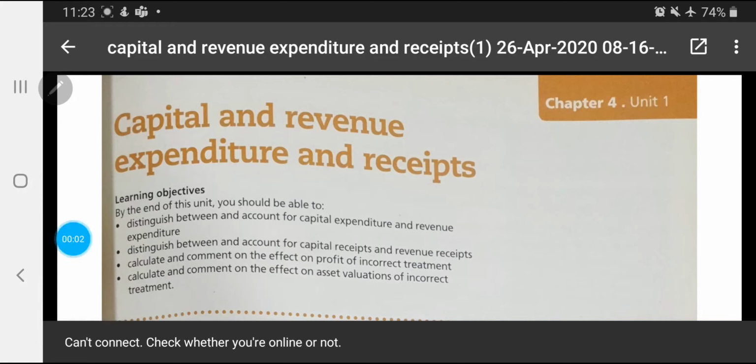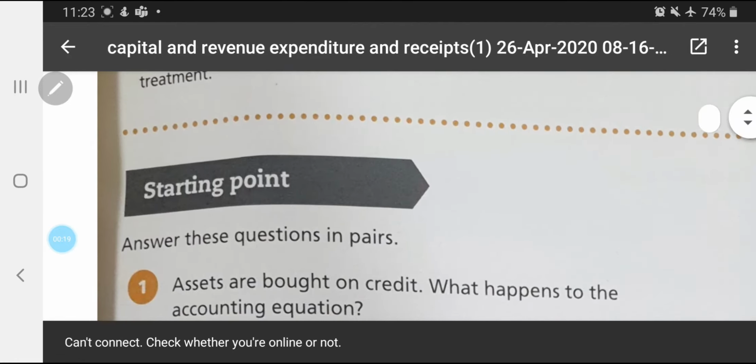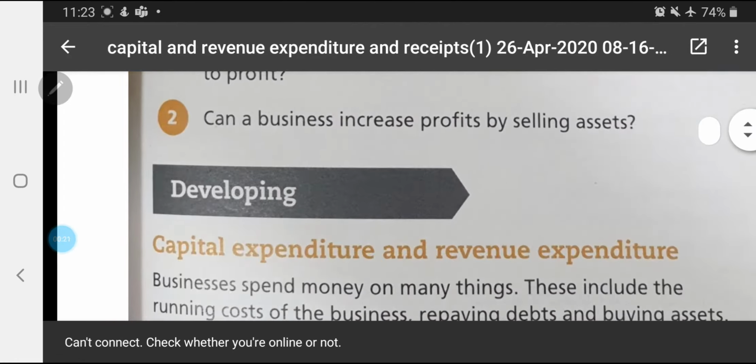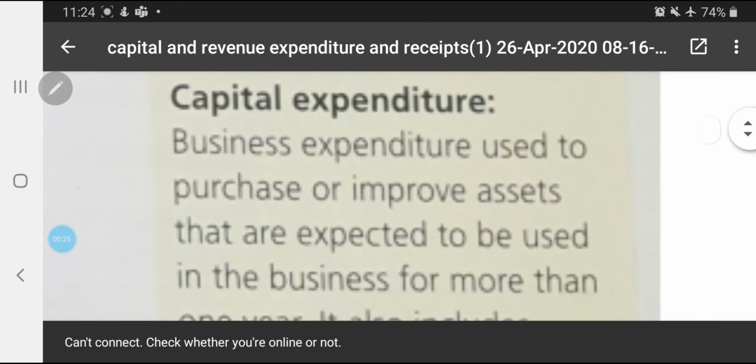Capital and revenue expenditure and receipts. Today's learning objective is to distinguish between and account for capital expenditure and revenue expenditure. Let's look at the definition of capital expenditure and revenue expenditure.